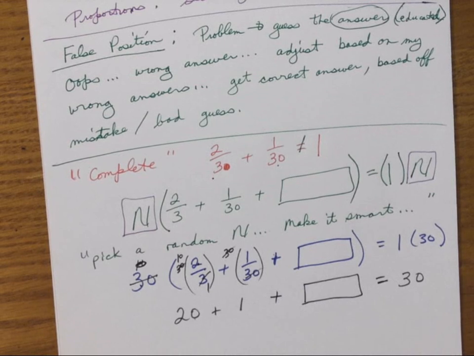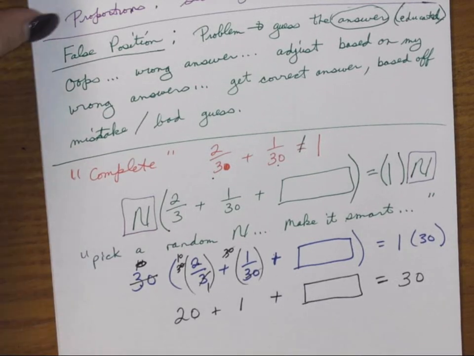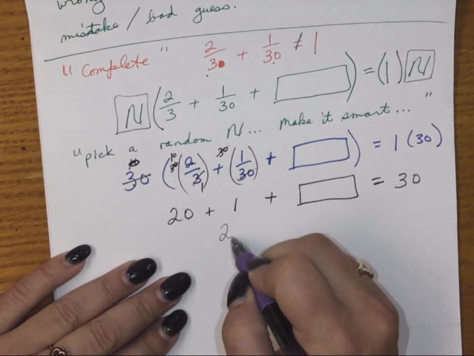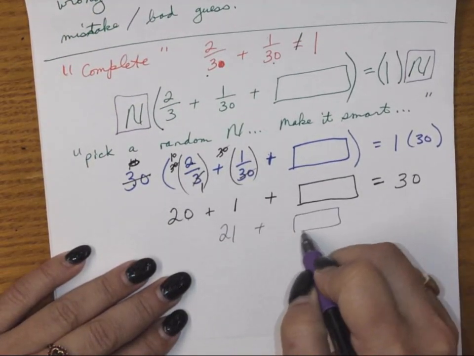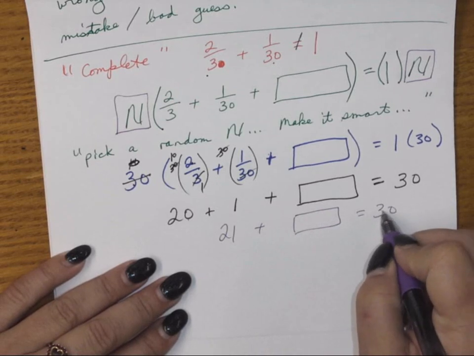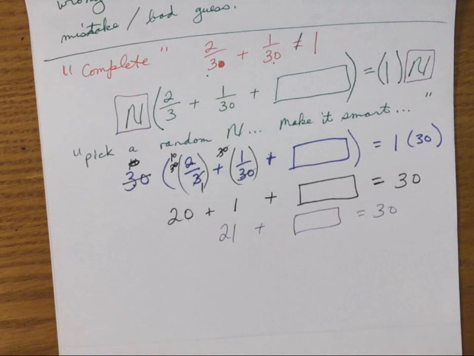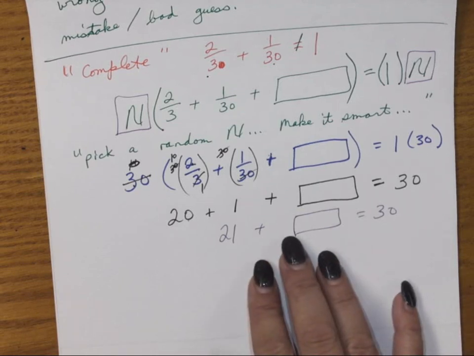So we know that we didn't guess right. Absolutely. I know I didn't guess right because this says 21, right? And I was shooting for something that would get me to 30. So I know I made a bad guess. I don't care. I knew it was going to be wrong. That's my false position. I picked a number. I went with it. It doesn't matter that it's wrong. I don't care. What I care about is now I have something that I can look at as a relationship.